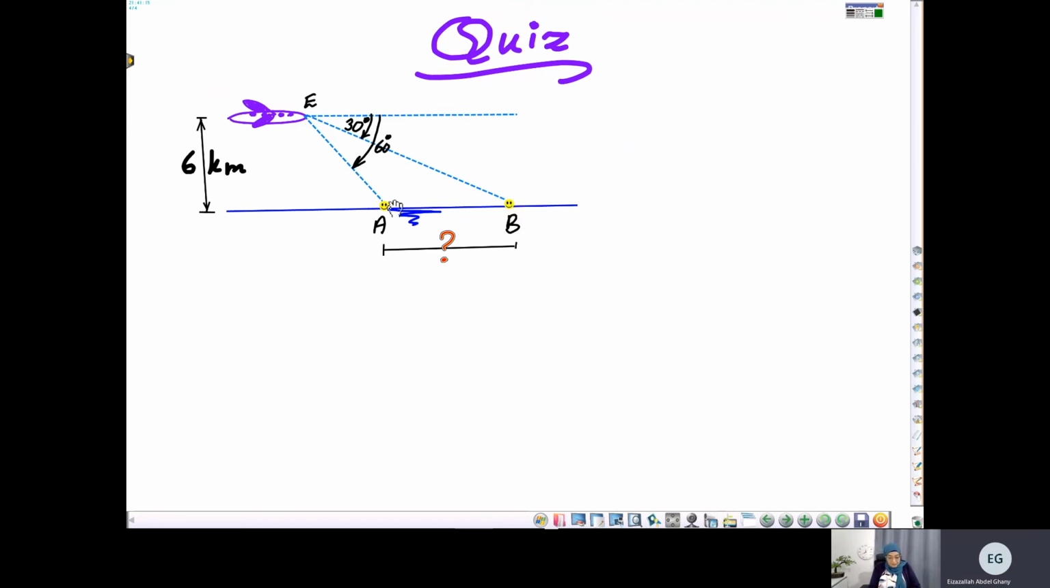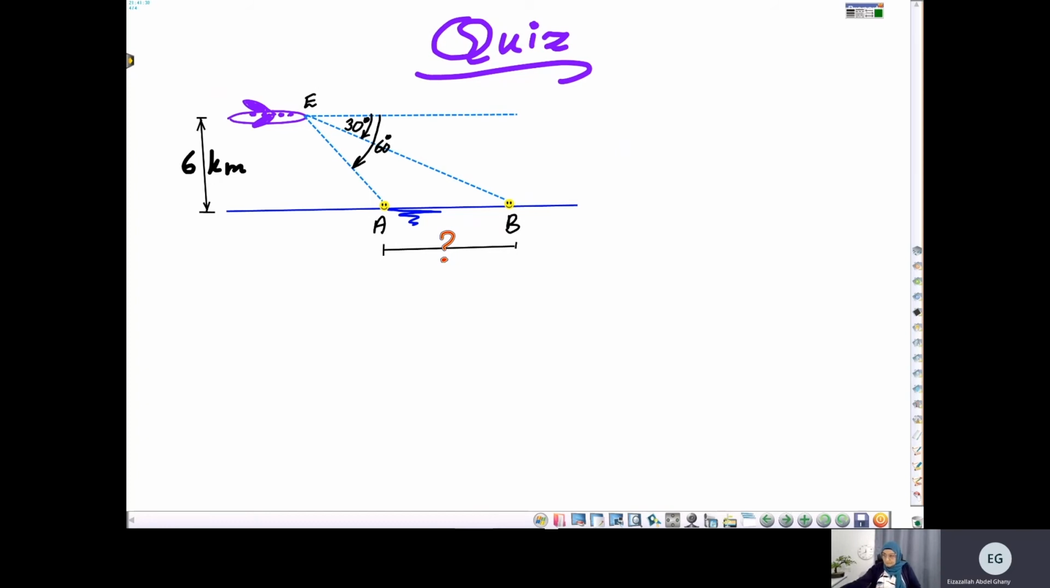For the other case, which is point A, the pilot will draw a horizontal line, and from the horizontal line, he will lower his sight 60 degrees in order to spot the point A. You know about the altitude, which is the height. Okay? Now he wants the distance of B from A.